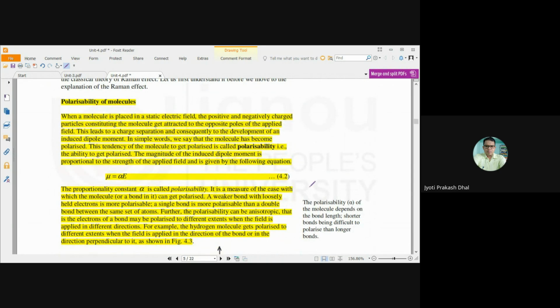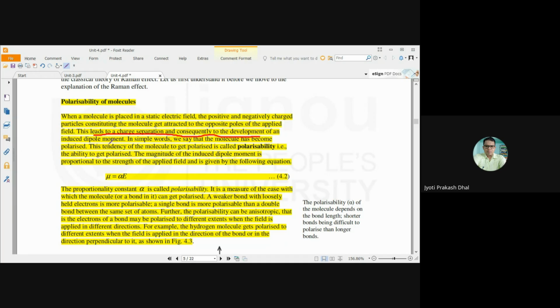For the classical or wave theory, first we will discuss the polarizability of a molecule. When a molecule is placed in a static electric field, positive and negatively charged particles constituting the molecule get attracted to the opposite poles of the static applied field. This leads to a change in separation and consequently the development of an induced dipole moment. Suppose a molecule is present in a static electric field, then the positive part of the molecule will be attracted to the negative part of the static electric field, and vice versa.